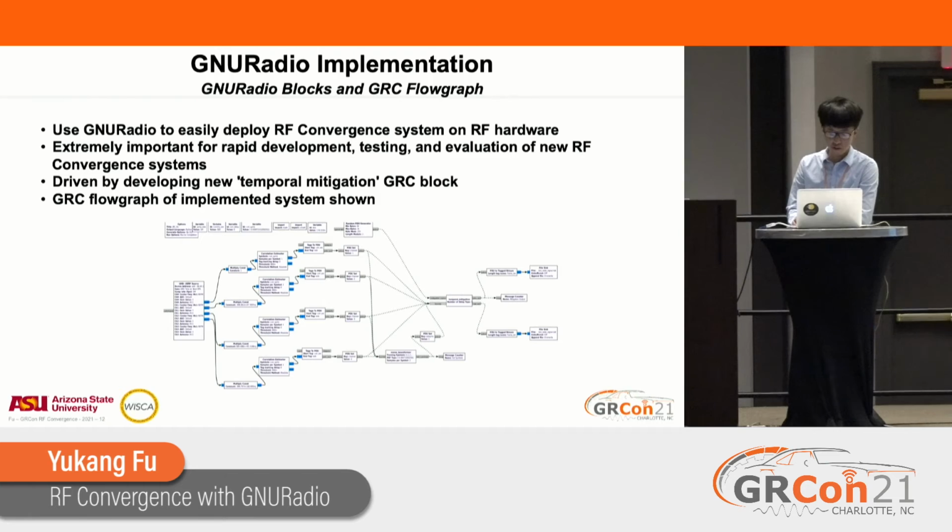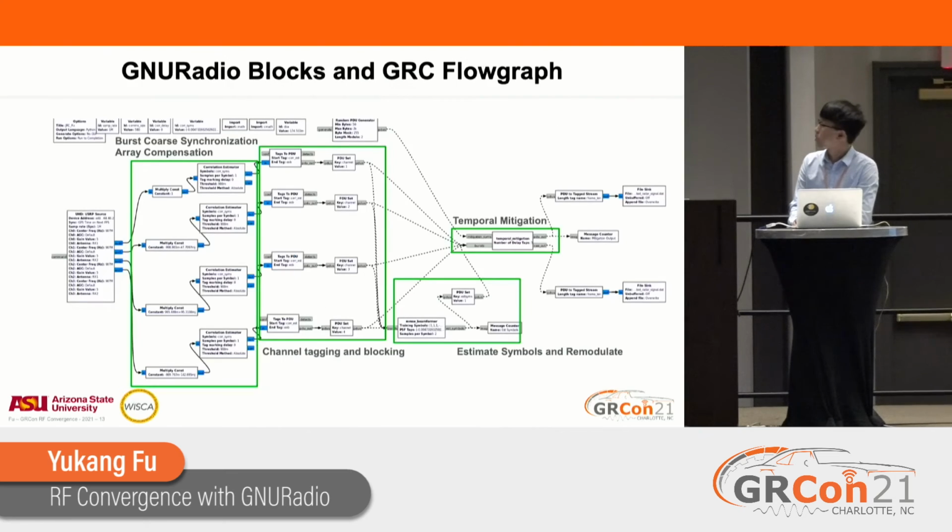So here is a flow graph of the GNURadio implementation. We use GNURadio to easily deploy an RF convergence system on RF hardware, and it is extremely important for rapid development, testing, and evaluation. The implementation here is driven by developing the new temporal negation GRC block. And here's a magnified version of the GRC flow graph.